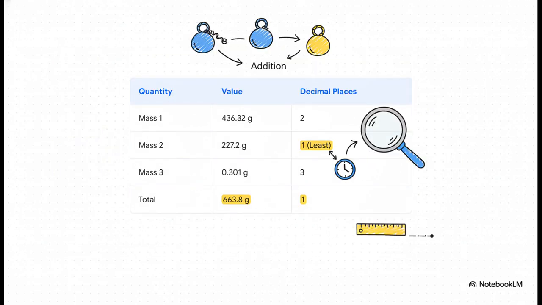Now let's switch over to addition. We're adding 3 masses together. Here, we totally ignore the total number of sig figs, and we only look at the digits after the decimal point. The values have 2, 1, and 3 decimal places. The least is 1 decimal place, right? From that 227.2 grams. So our final answer has to follow that rule. It must be rounded to 1 decimal place, giving us 663.8.